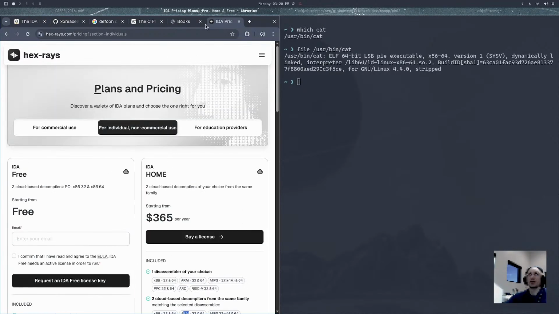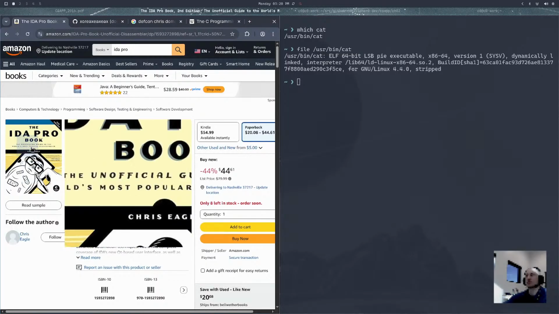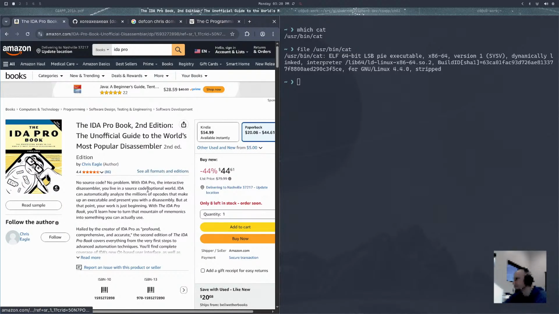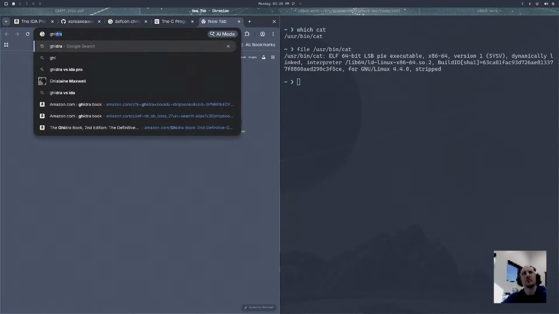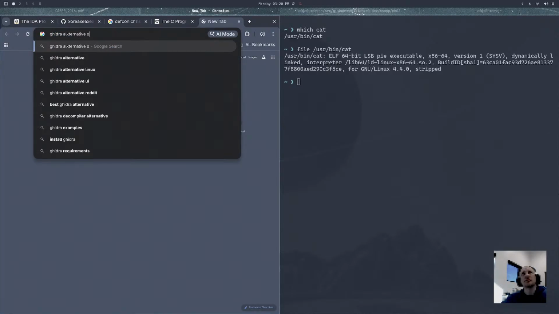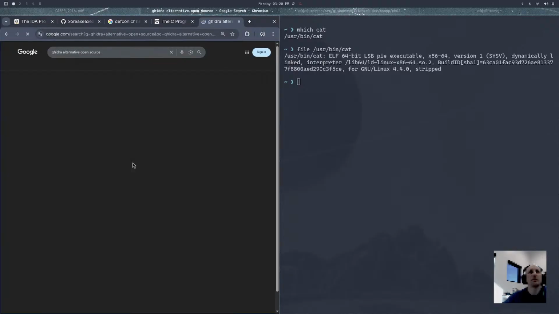But anyways, IDA Pro is another popular one. Is there any open source one except Ghidra? Ghidra is the only one I'm familiar with. Oh, there was another one that I ran across last year. I forget the name of it though.